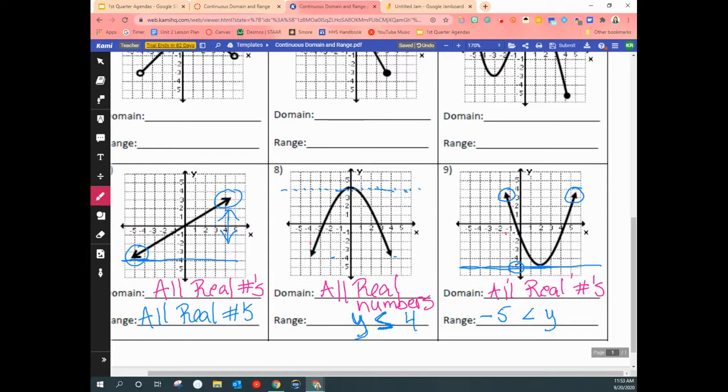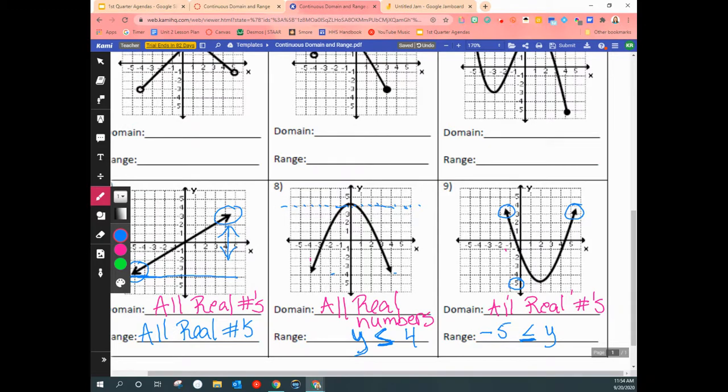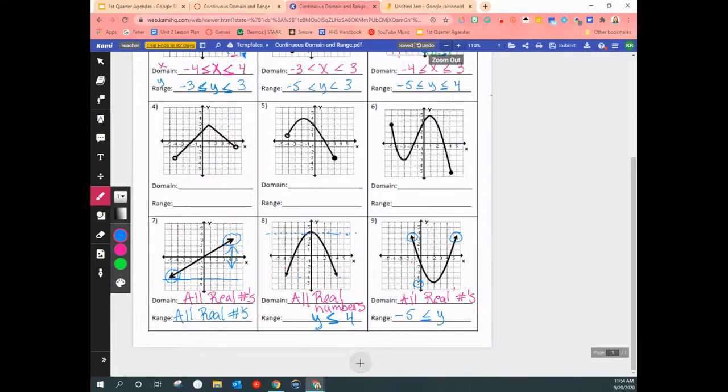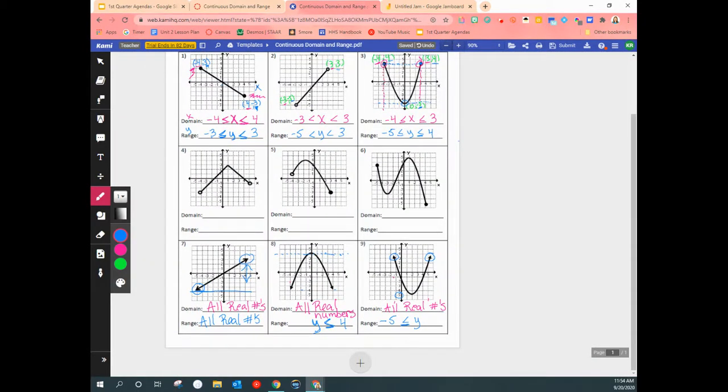And I'll look and say, down here at the bottom at -5, do I have any holes in my graph there? No, it's a solid colored in line. So I do need a line underneath my symbol. We don't always need lines under our symbols, but sometimes we do. We have to figure out, are we including that value?